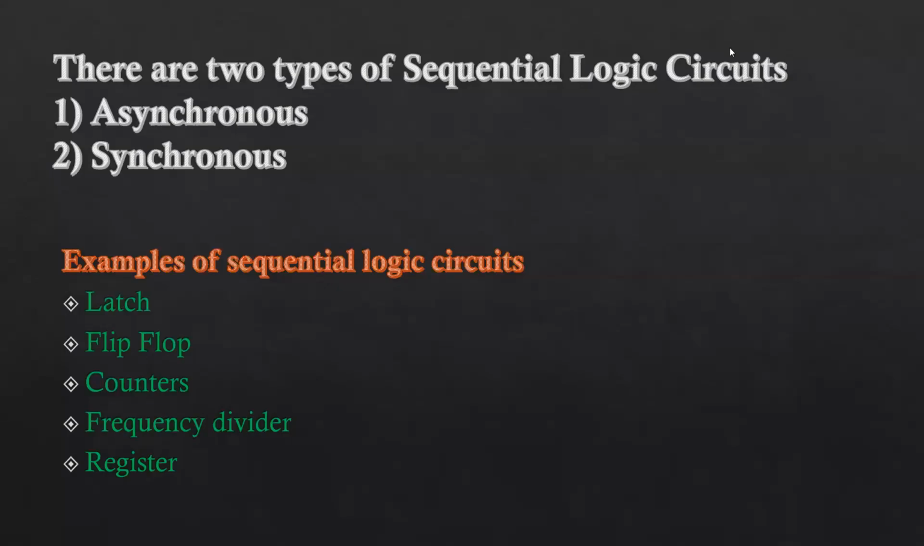In this class, we are going to discuss examples of sequential logic circuits. There are two types of sequential logic circuits: asynchronous and synchronous. Here are examples of sequential logic circuits: latch, flip-flop, counters, frequency divider, and register.